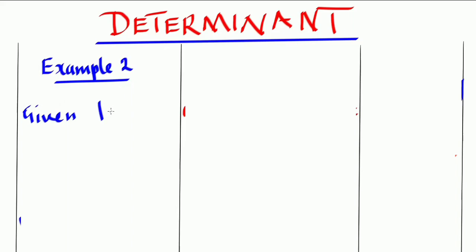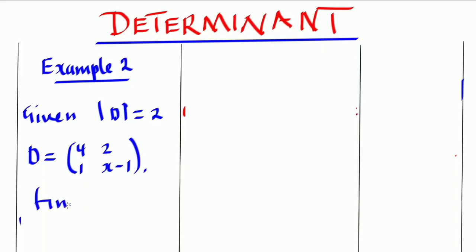Given, you can see they have given us the determinant of matrix D, which is equal to 2, and matrix D is right here. I've got 4, 2, 1, x minus 1, and they want us to find the value of x. So how are we going to find the value of x right here?